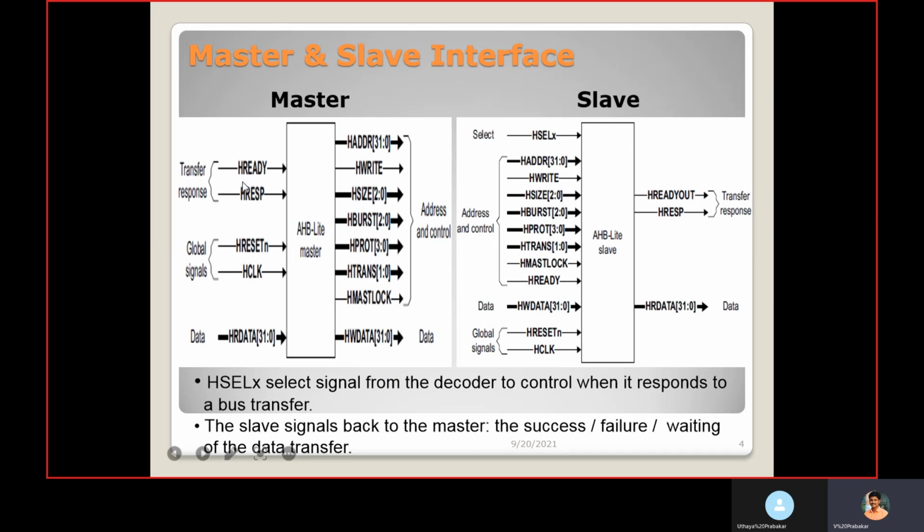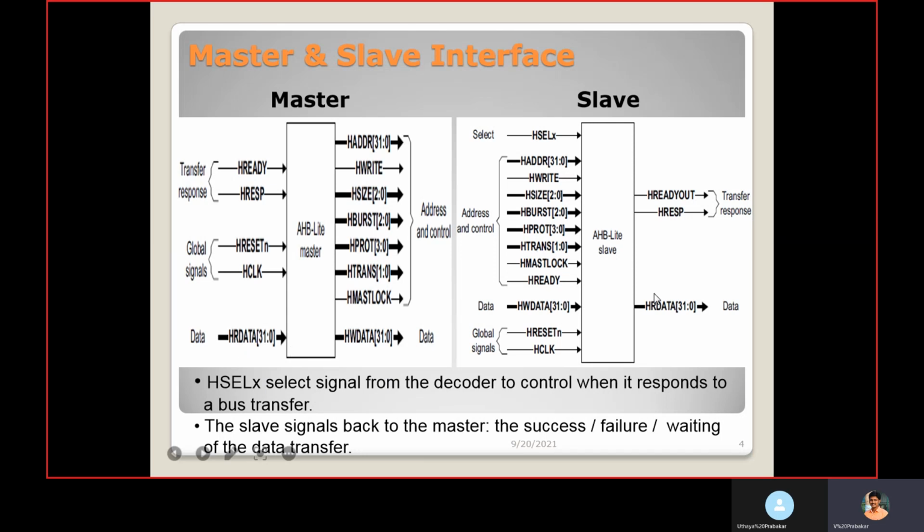These signals we are receiving from the slave: HREADY, HRESP. Then these are global signals: HRESETn and HCLK are common for both master as well as slave. Then HRDATA, the read data, is the input to the master.